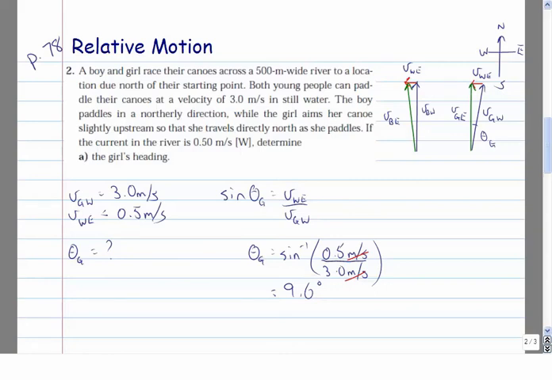east of north. So therefore the girl must aim with a heading of north 9.6 degrees east. And that's our solution to part A.